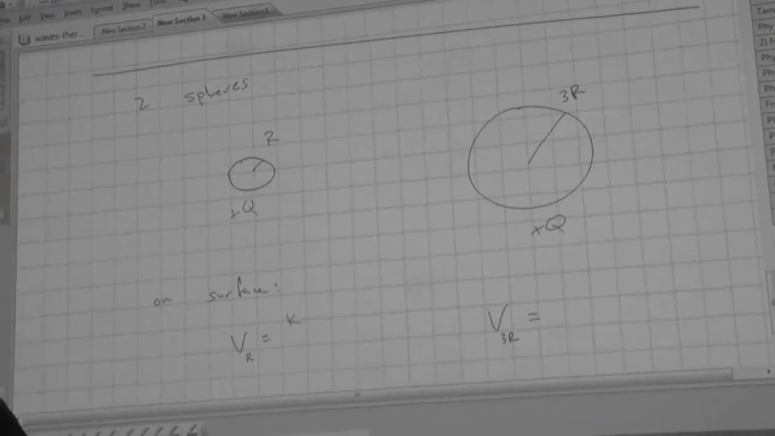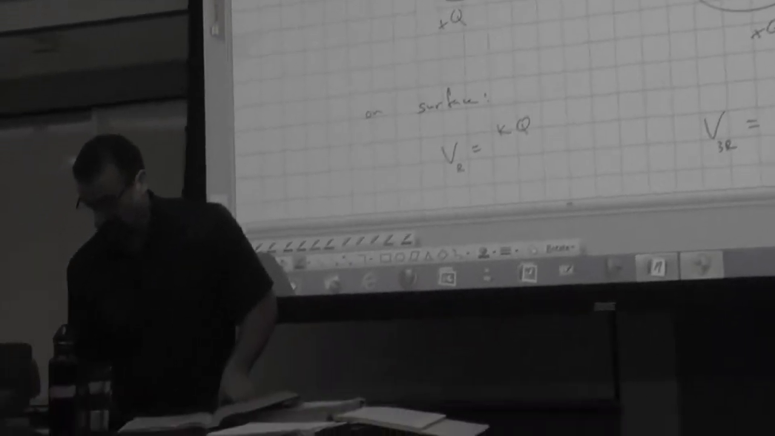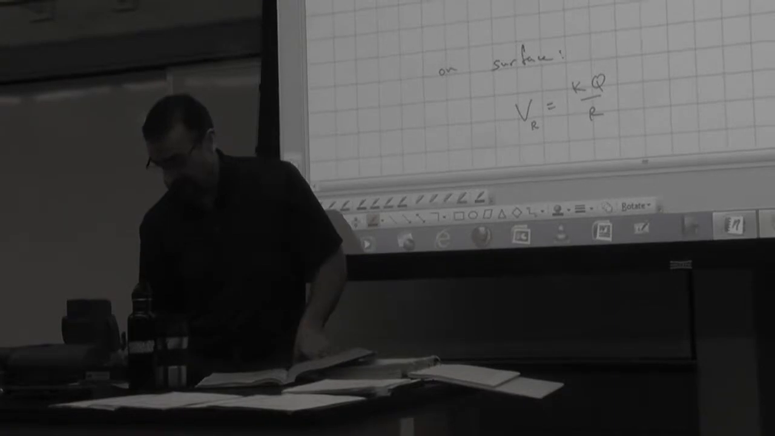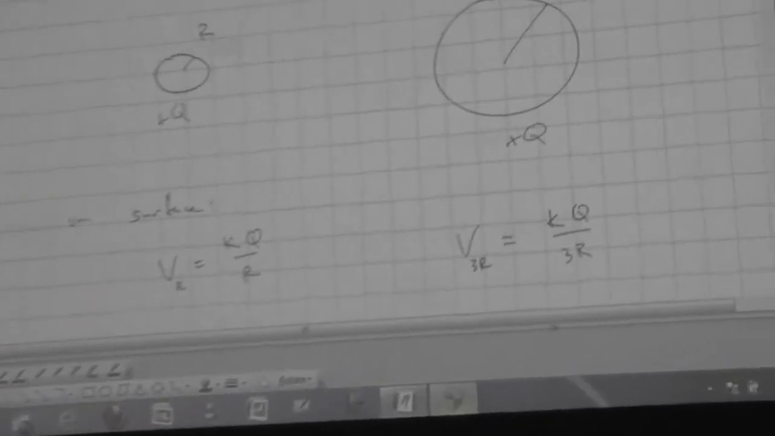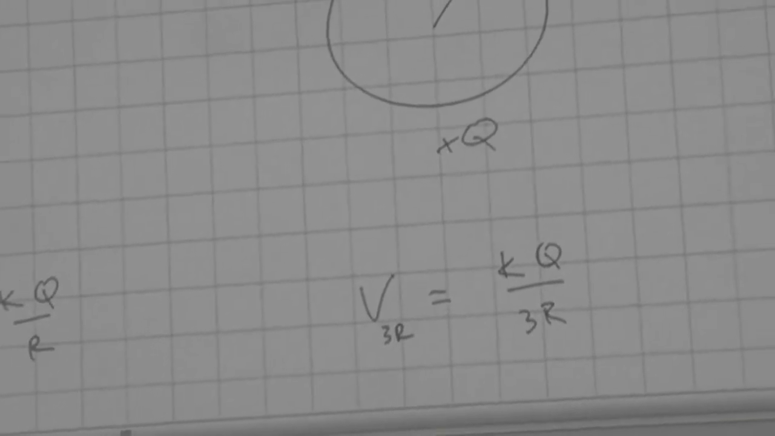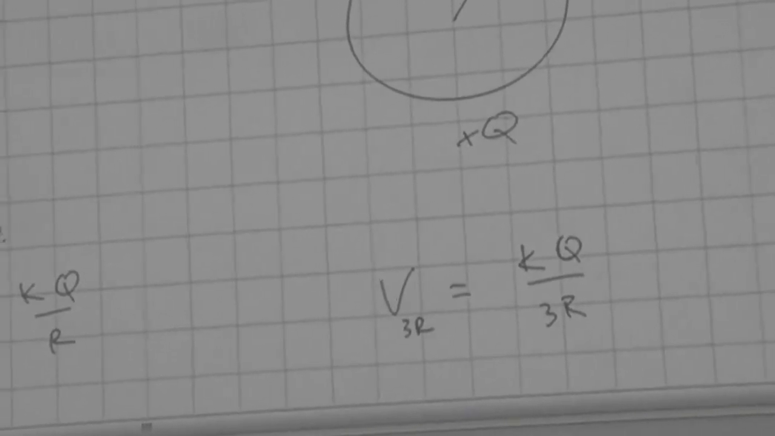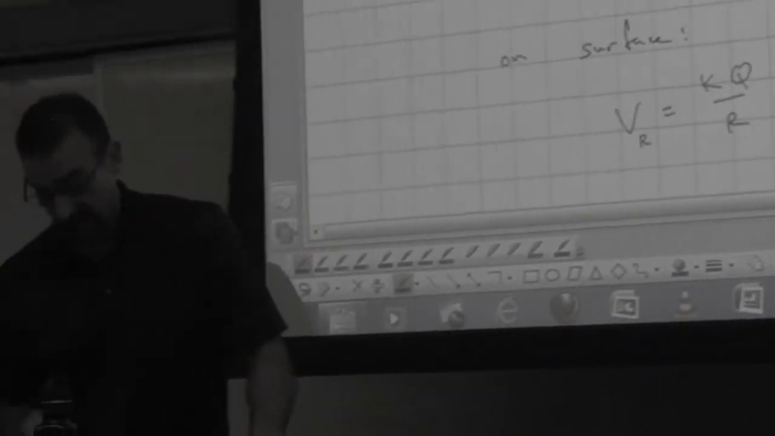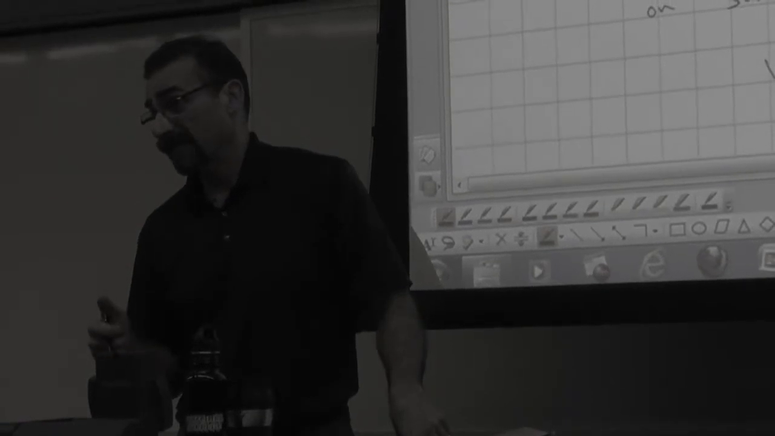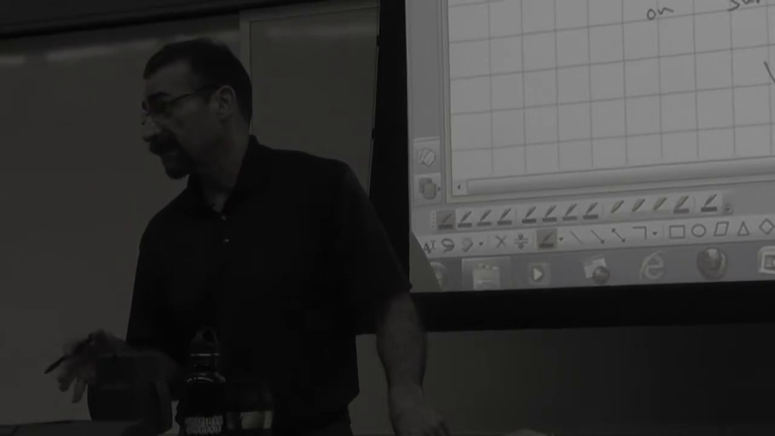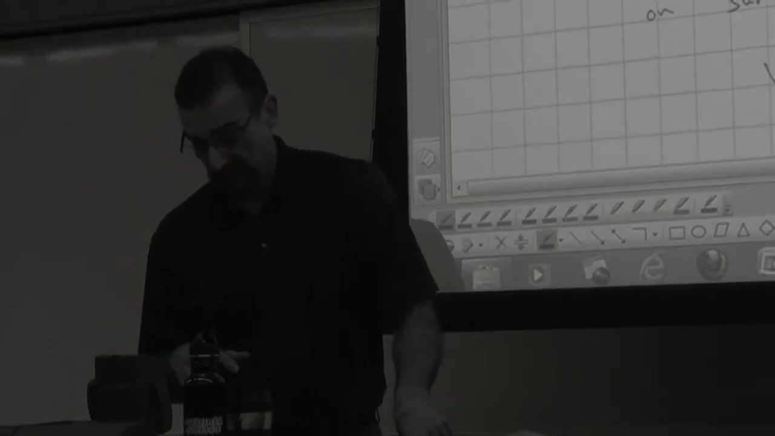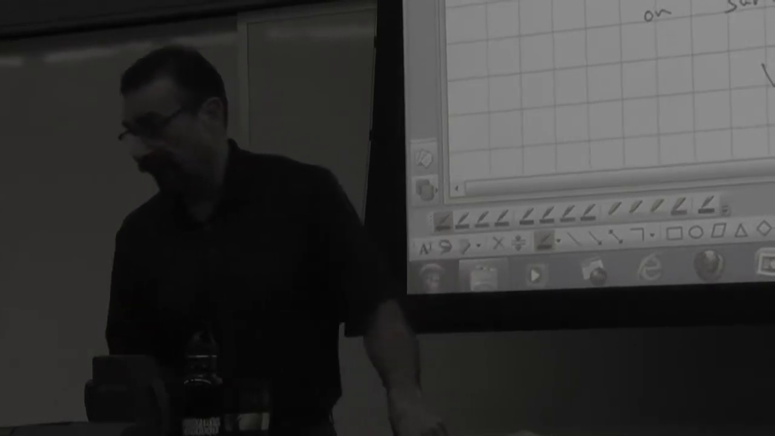So what is it going to be? K, Q over the radius, right? K, Q over the radius. So if we were to put the same charge on both of these, the smaller one would have a higher potential. If we wanted the potentials to be the same, we would have to put a smaller charge there.